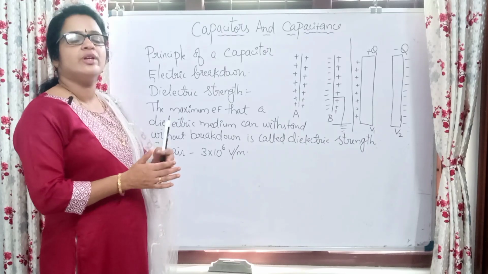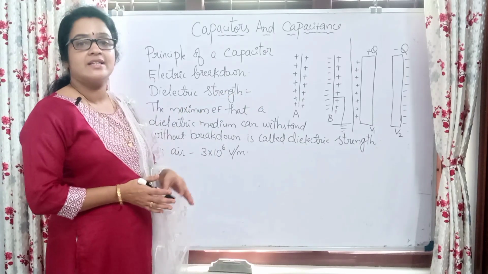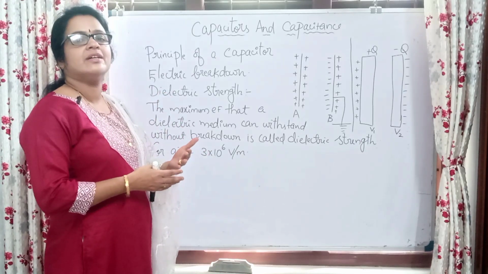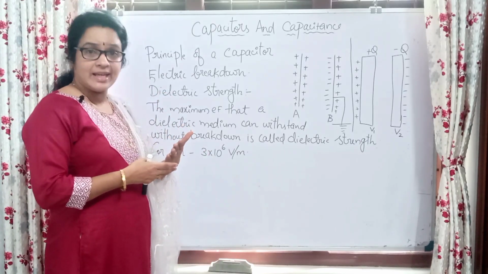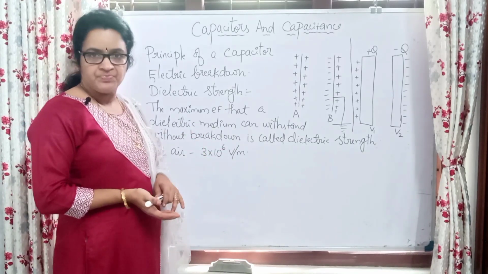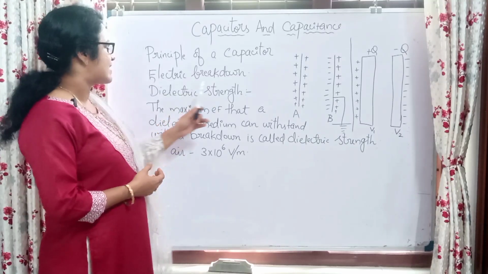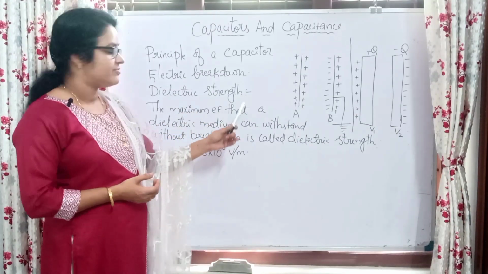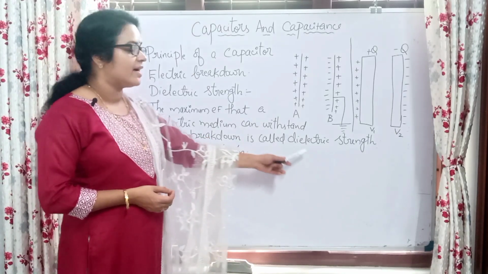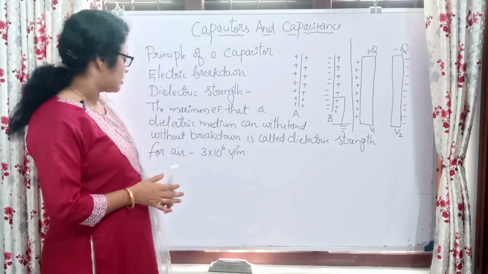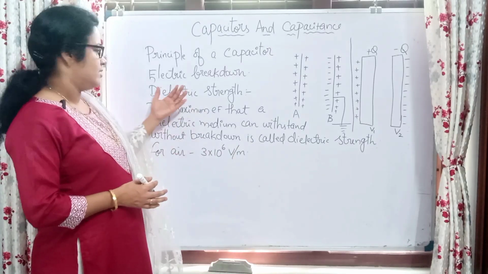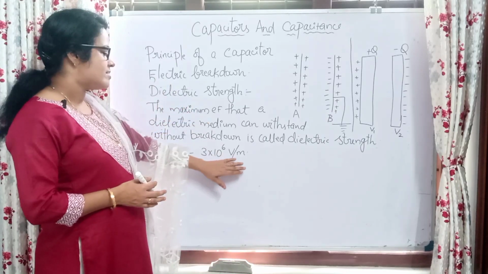And if we are doing that experiment here and the strength of the electric field becomes more than this value, it will not be able to charge again. Clear? So that is the dielectric strength. That means the maximum electric field that a dielectric medium can withstand without breakdown is called dielectric strength. So that is 3 × 10^6 volt per meter for air. In the case of air, the value is like this.